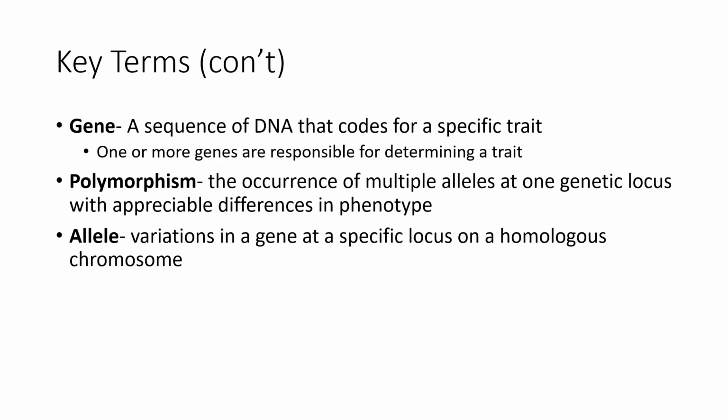Next, we zoom back to the gene level. A gene is a specific sequence of DNA that codes for a trait, often through protein production, and it's important to remember that more than one gene can influence a single trait. Polymorphism refers to the presence of multiple alleles at the same genetic location with noticeable differences in phenotype. This is normal human variation, not necessarily disease. And an allele is simply a version of a gene at a specific locus on a homologous chromosome. So when we talk about inherited conditions, we're really talking about which alleles are present and how they interact.